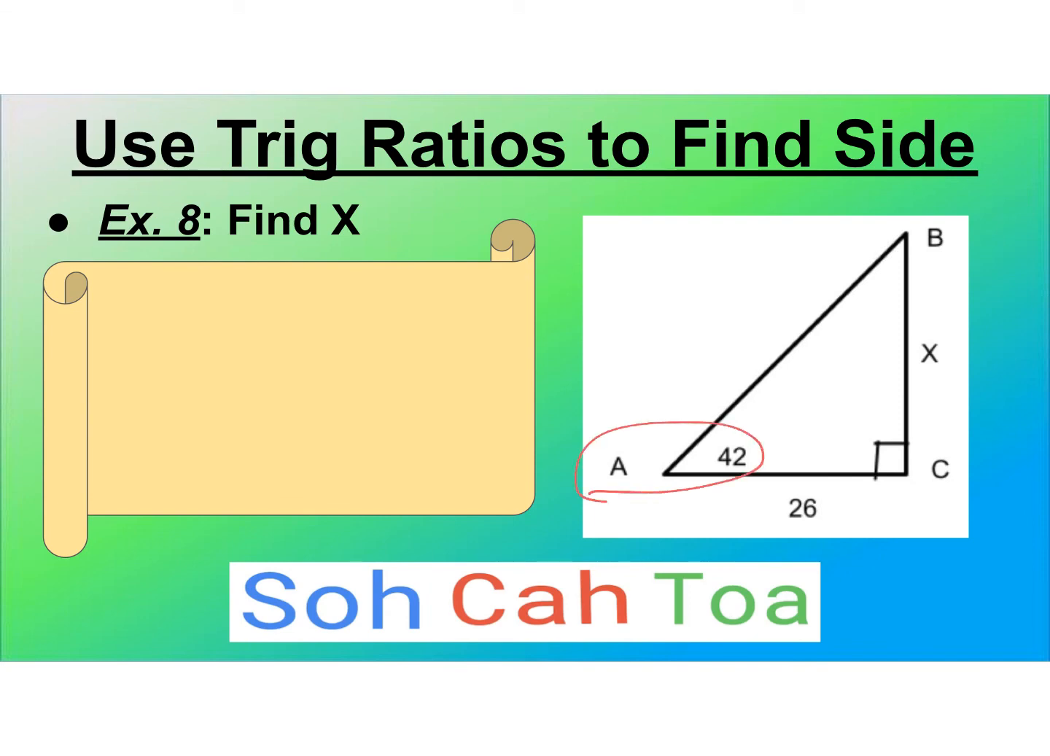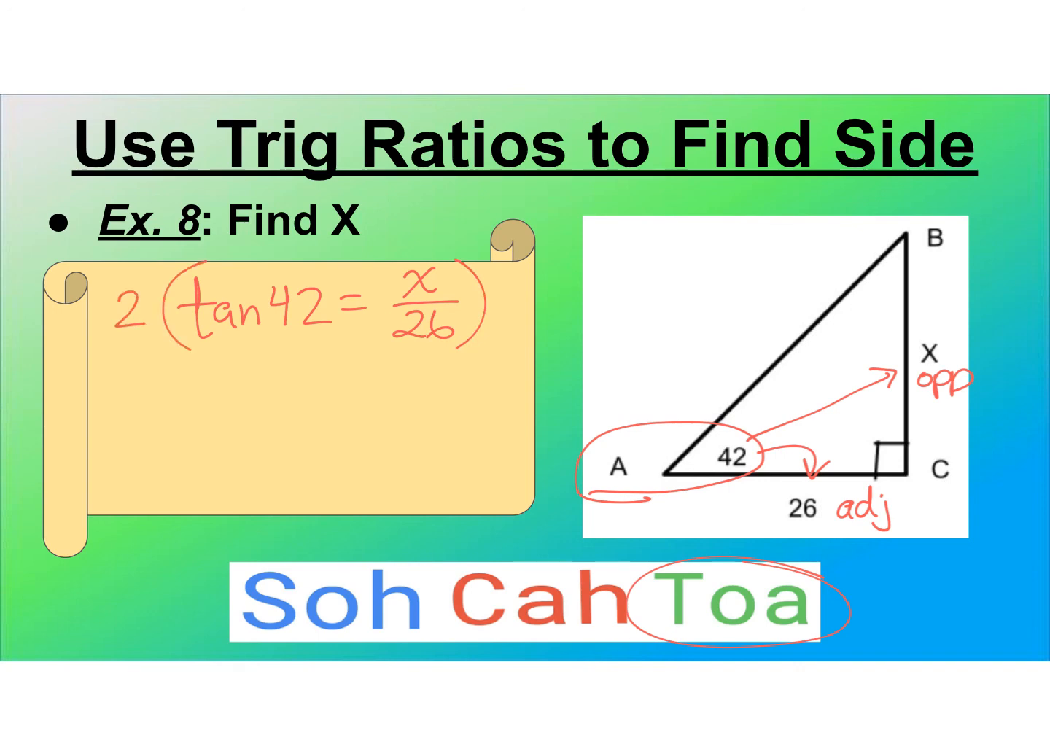My angle A is 42. When I go opposite, that's what we're looking for, so that's opposite. Then we have right next to us, that's our adjacent, so we're switching over to the tangent ratio. So I'm going to say the tan of 42 equals x over 26. I'm going to multiply both sides by 26, and x equals 26 tangent of 42. Find the tangent button on your calculator, and x equals 23.41.